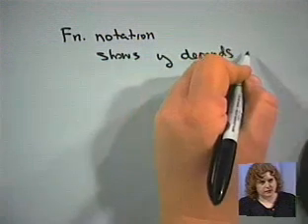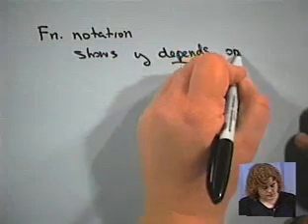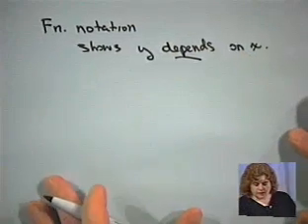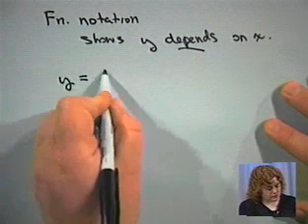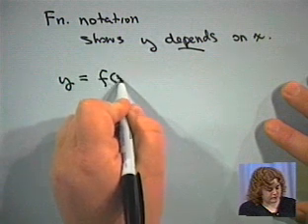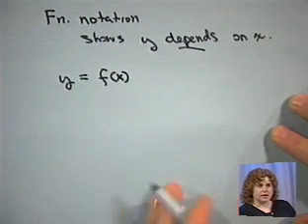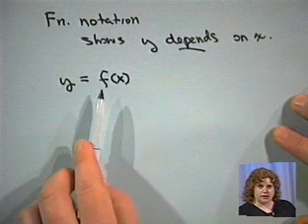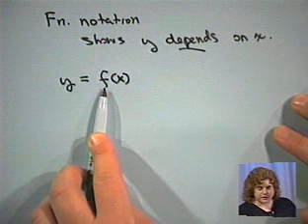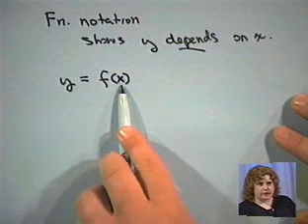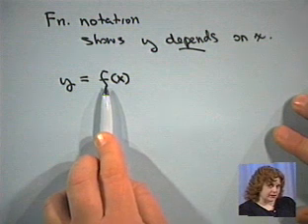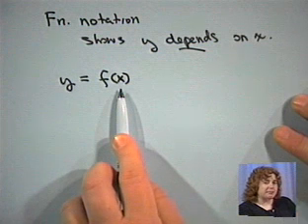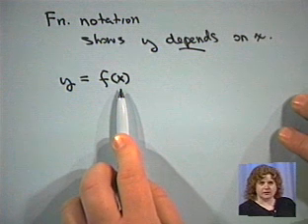So y depends on x. What we're going to say is y equals f of x. Okay, this is a special way of writing. F is the name of our function, and the variable is shown in parentheses. It says, I've got a function, its name is f. The variable that happens to be running around in it is x.